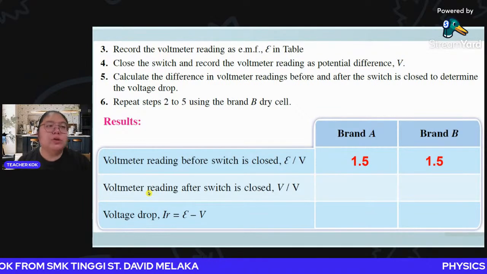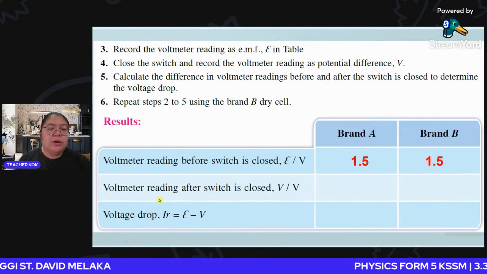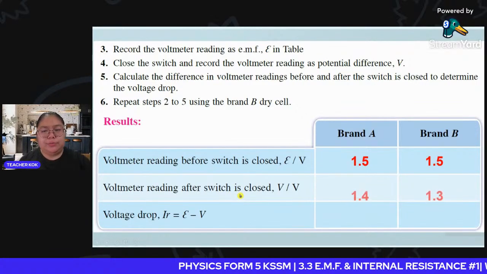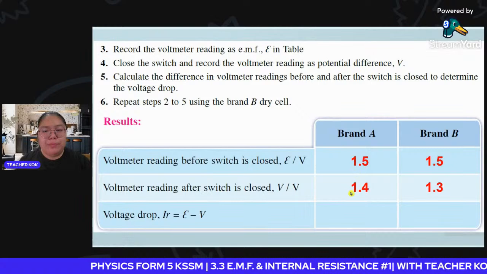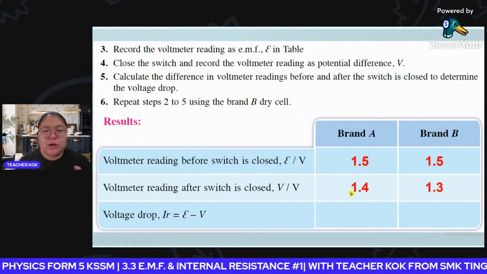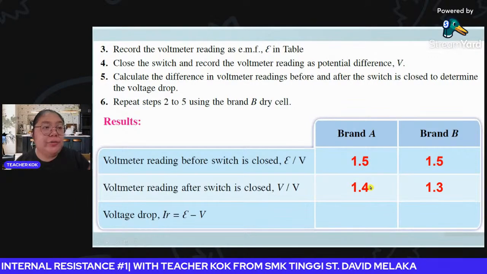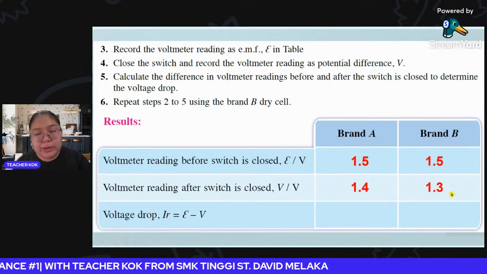Okay, the time we switch on is also the same. You see what's the difference? The voltmeter reading after you close the switch. Okay, you find that one becomes 1.4, another one becomes 1.3. This 1.4 is actually the potential difference. This 1.3 is also a potential difference.